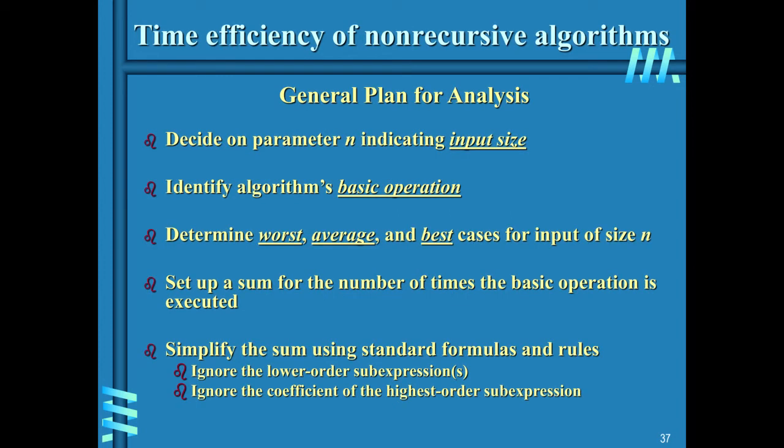To summarize, for a non-recursive algorithm, the general plan for algorithm analysis is divided into different steps. First, decide on the parameter n of the growth function, which corresponds to the input size. Second, identify the algorithm's basic operation. Third, determine the worst, average, and best cases for input size n. Fourth, set up a sum for the number of times the basic operation is executed. Then simplify the sum using standard formulas and rules: ignore the lower-order sub-expressions and the coefficient of the highest-order sub-expression.